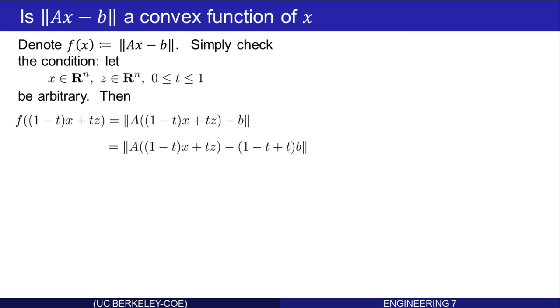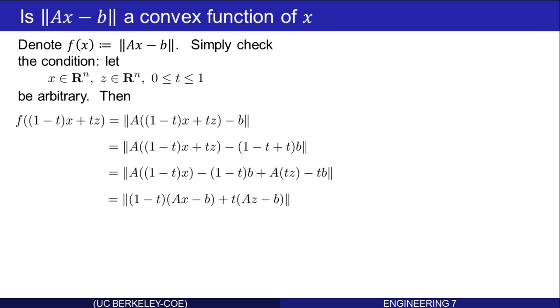Now we can group the 1 minus t terms as well as the t terms. Notice there's a 1 minus t on the A times x, and there's a 1 minus t on b. Similarly, there's a t associated with the Az, and there's a t associated with the b. So group those, and that's what's shown here. A times (1 minus t)x minus (1 minus t)b plus A times tz minus tb. The t and the 1 minus t are scalars. Pull those out of each of their respective terms and group again. 1 minus t pulls out in front of Ax minus b, and t pulls out in front of Az minus b. This is looking good.